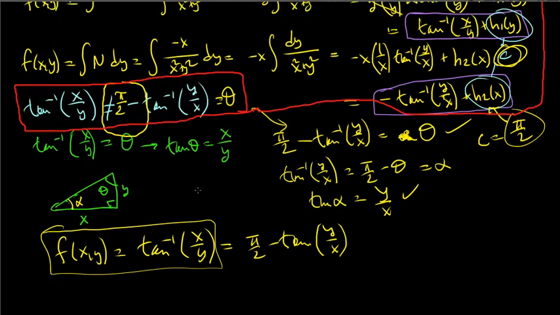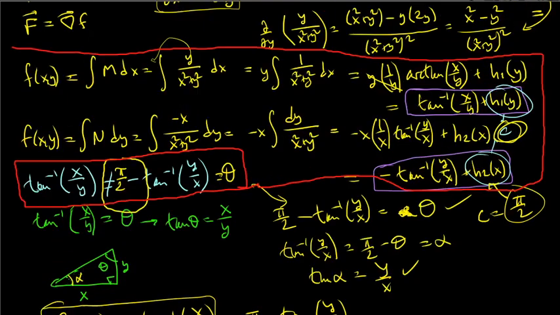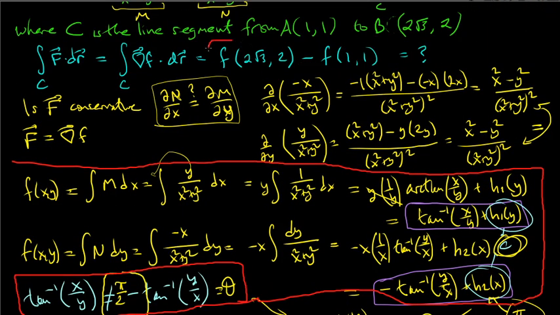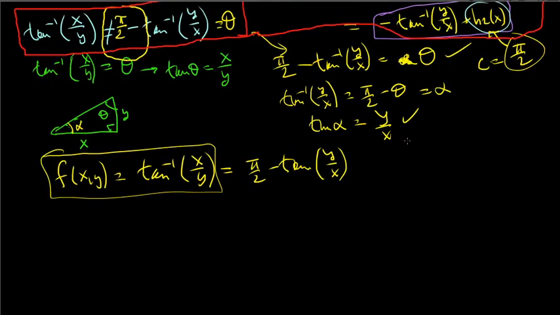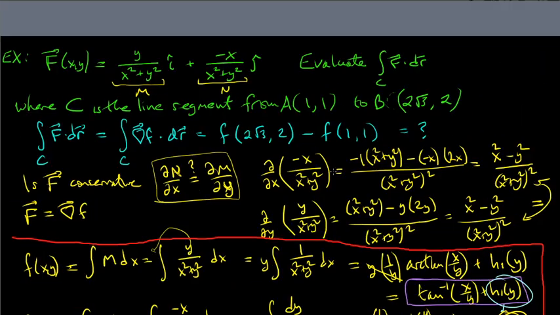But it's good review of basic trigonometry here. Okay, so now all I need to do is plug in the endpoints, the (1, 1) and the (2√3, 2). So if we did this right, the line integral, after all this, should just be f evaluated at (2√3, 2) minus f of (1, 1). Did I get that right? Yep.